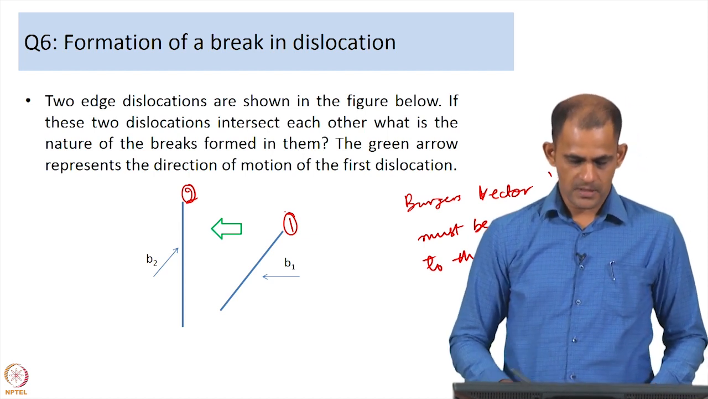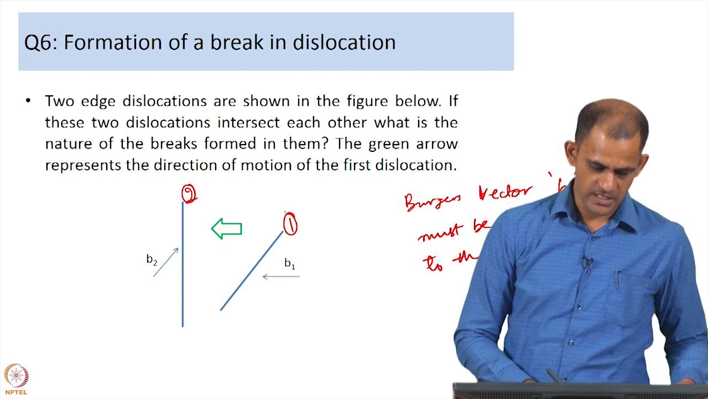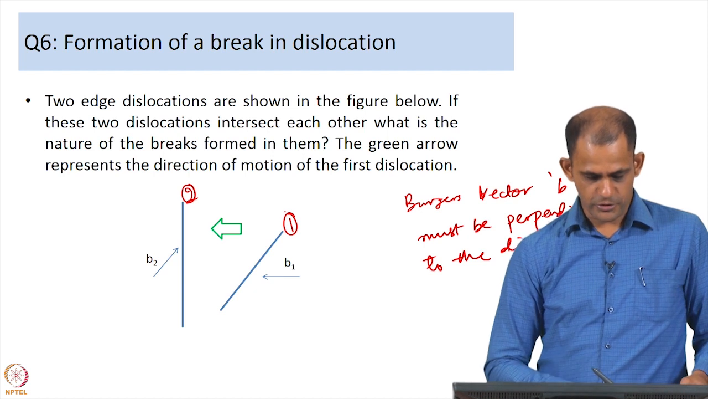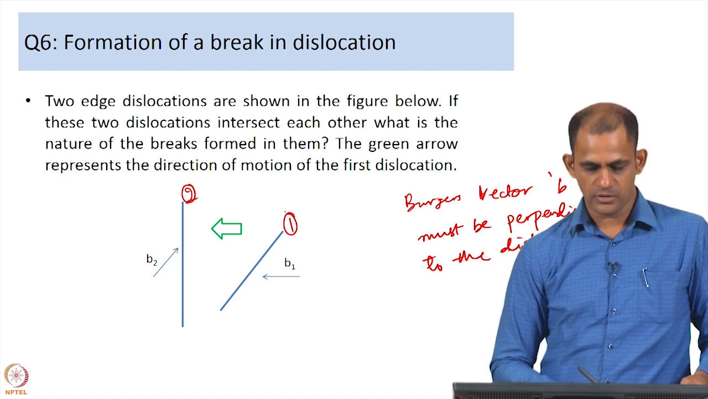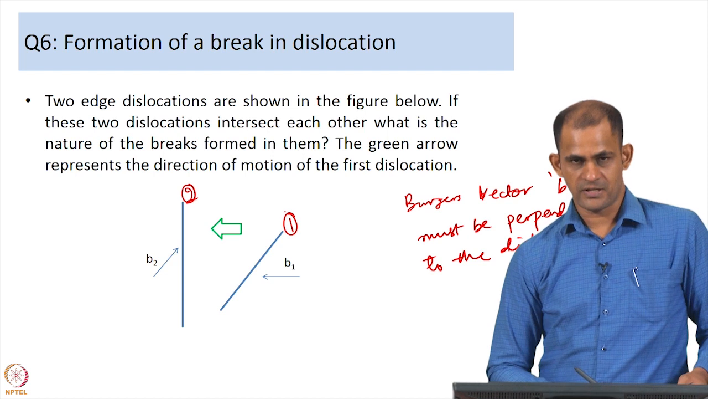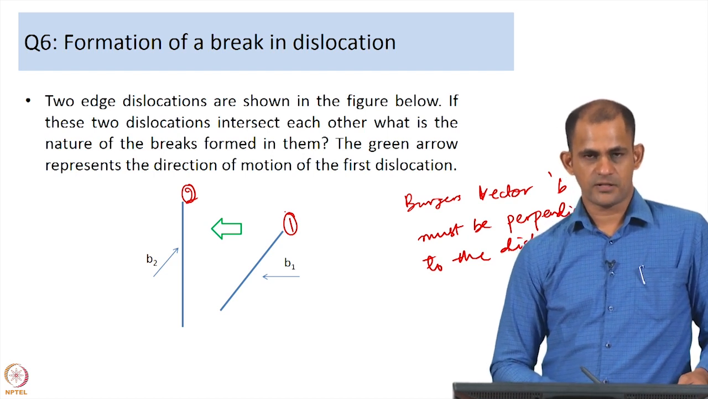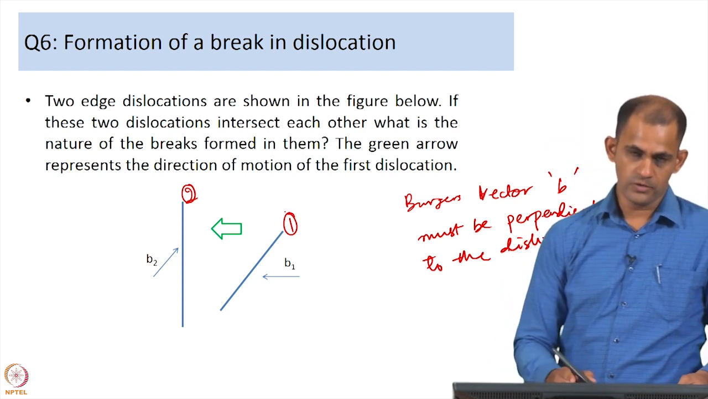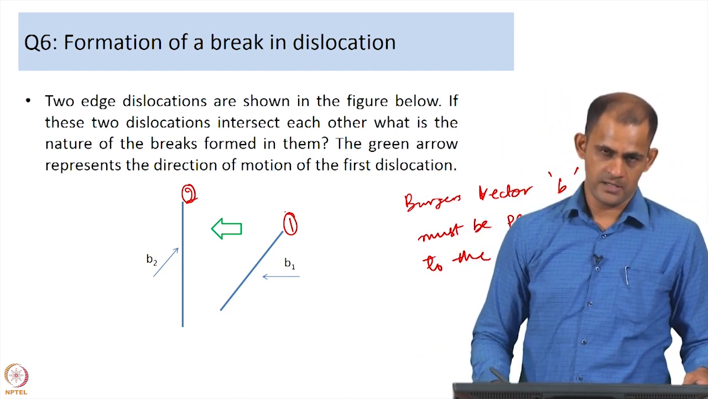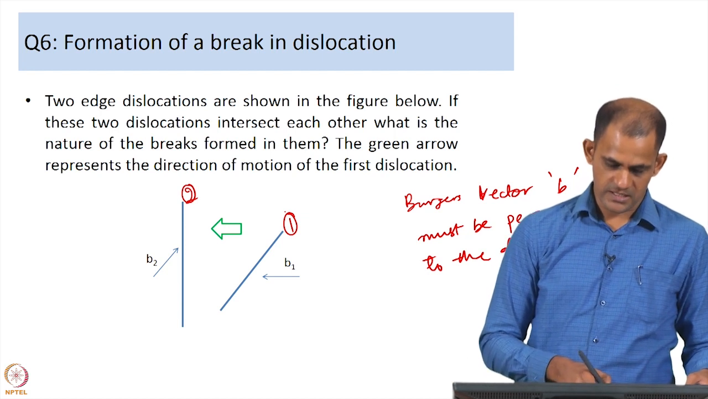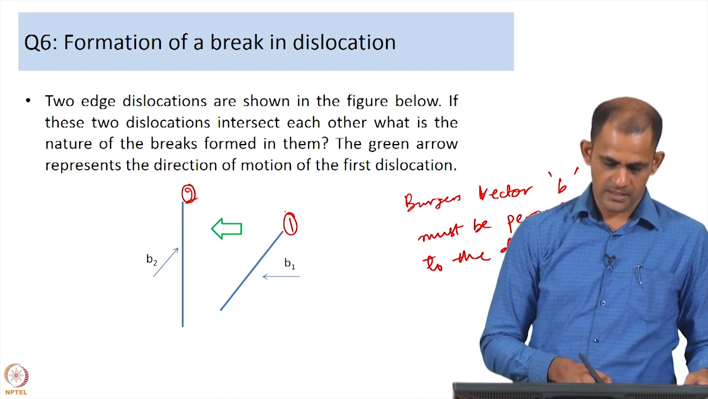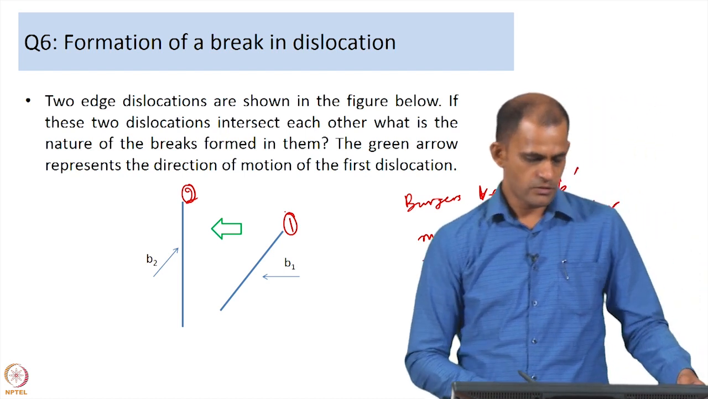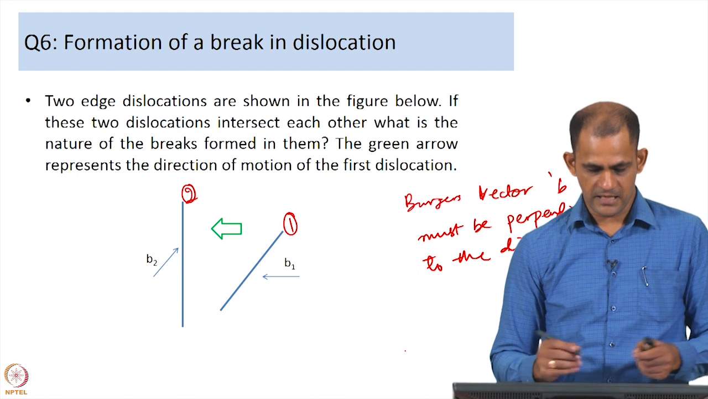So, for that the important point is that the Burgers vector of the intersecting dislocations must be perpendicular to each other. If we look at the two dislocations here, the Burgers vector of dislocation 2, that is B2, is parallel to dislocation line 1, which means 2 will not create any break in 1, whereas for dislocation line 1, the Burgers vector B1 is perpendicular to dislocation line 2, which means dislocation line 2 will develop a break at the end of the intersection.